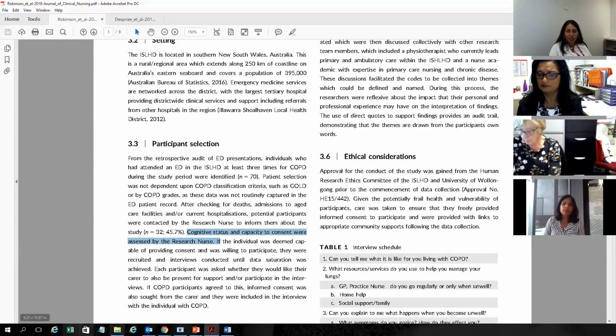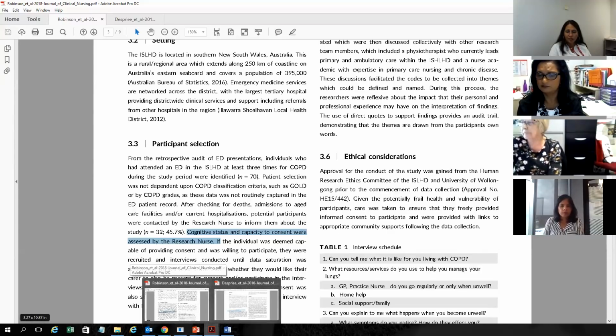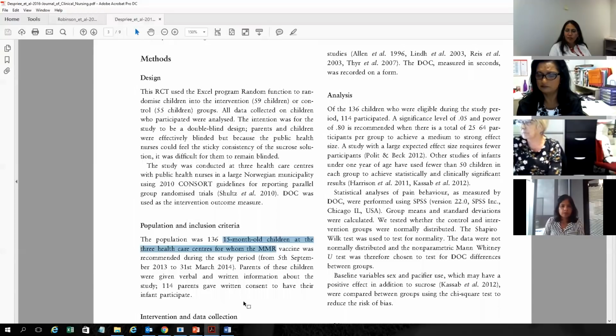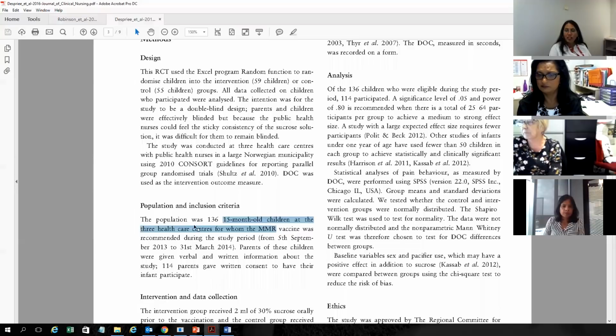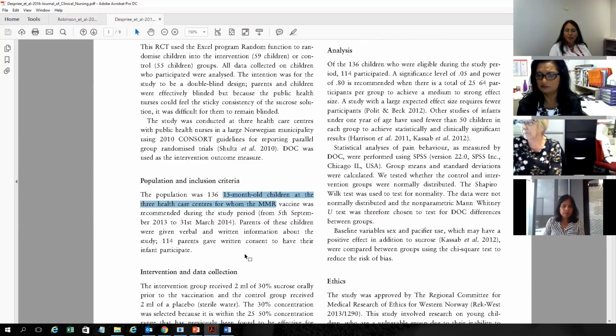Okay, let's go to the other article. What's the inclusion criteria here? Can you type in the chat box? Should they be 15-month-old children?